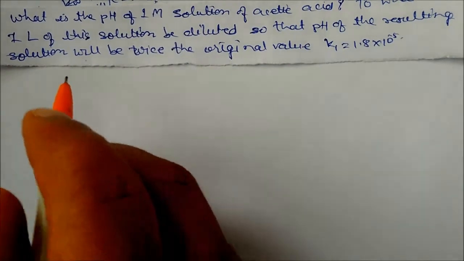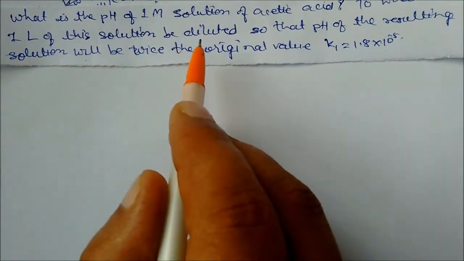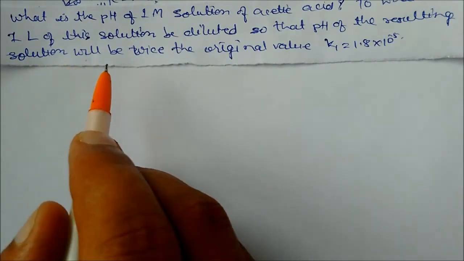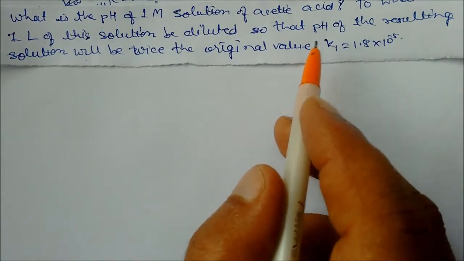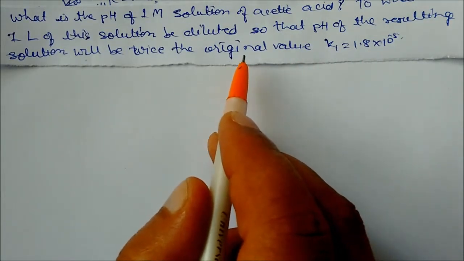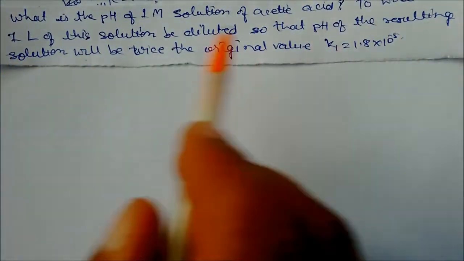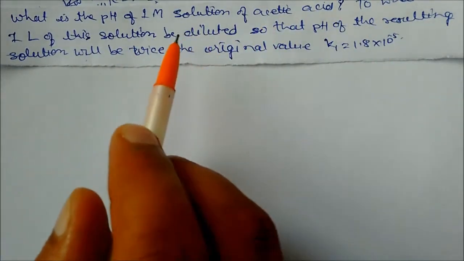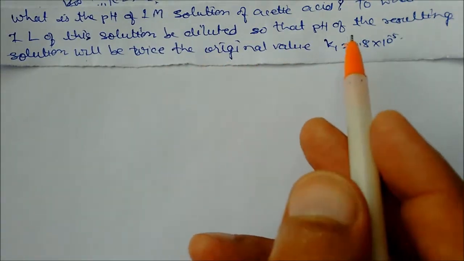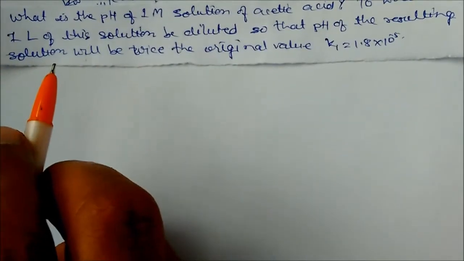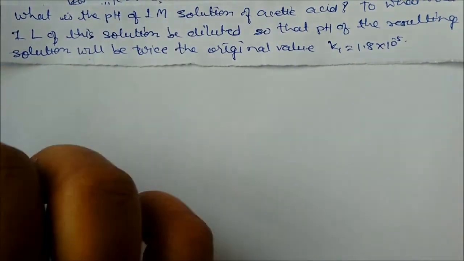Now, what is the pH of the 1 molarity solution of acetic acid? To what volume must 1 liter of this acid be diluted so that the pH of the resulting solution will be twice the original value? Ka is given. So here we have to find the volume such that the pH is double. You mix some volume of water, the solution is diluted, and the pH becomes double the original. So we have to find what amount of water to add to make the pH of that solution double.